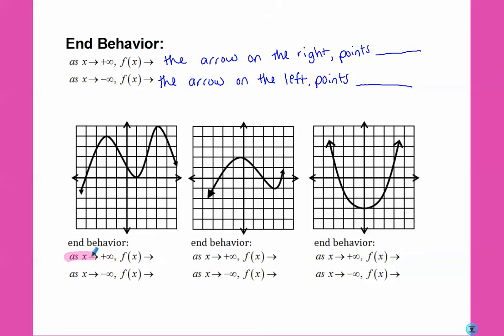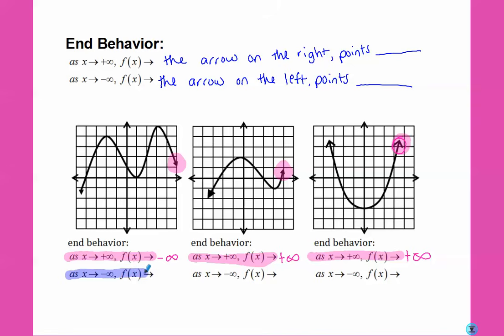So for all my right arrows, I'm going to use pink. So I'm looking at this arrow, and this arrow, and this arrow. So the arrow on the right, this arrow is pointing down, so f of x is going to negative infinity. As x goes to positive infinity, this arrow on the right is pointing up this time, so f of x is going to positive infinity. As x goes to positive infinity, this arrow on the right is pointing up again, so it goes to positive infinity.